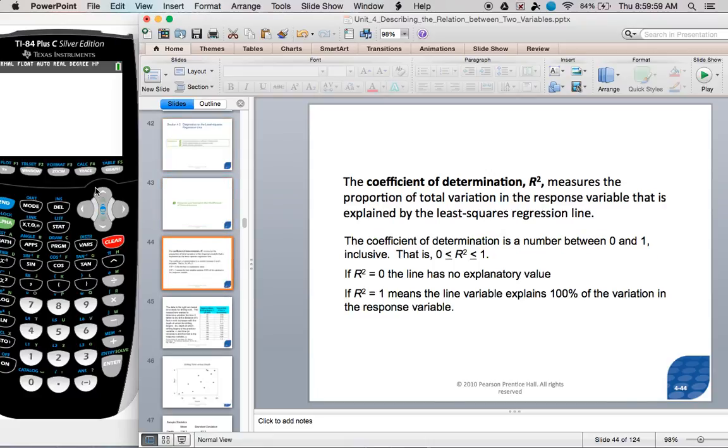Okay, so before we get into computing it, what is really the coefficient of determination? It just measures the proportion of total variation in the response variable, recall that's the y-axis, that is explained by the least square regression line from your data set. Now, because you're squaring a number, now we know r was from -1 to 1 in between, we're going to get a positive number. That is why r squared is only between 0 and 1. If it's 0, the line has no explanatory value, and if it's 1, it explains 100% of the variation in the response variable. So the predicted versus the actual.